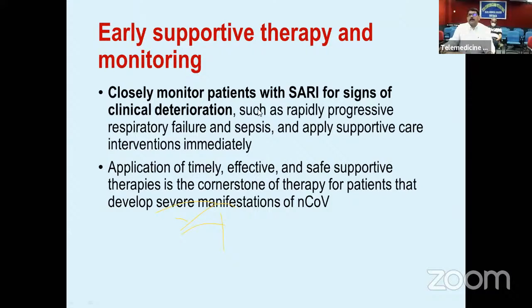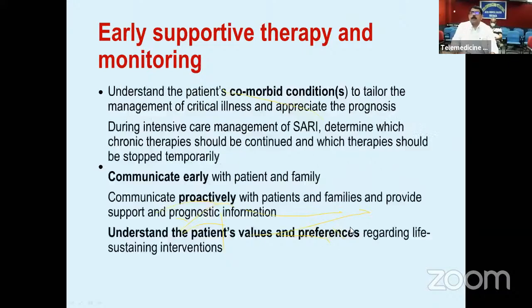Closely monitor patients with severe acute respiratory illness for signs of clinical deterioration, such as rapidly progressive respiratory failure and sepsis. Applying supportive care intravenously and intermittently is very important, and timely, effective, and safe supportive therapy is the cornerstone of therapy for patients who develop severe manifestations of novel coronavirus.